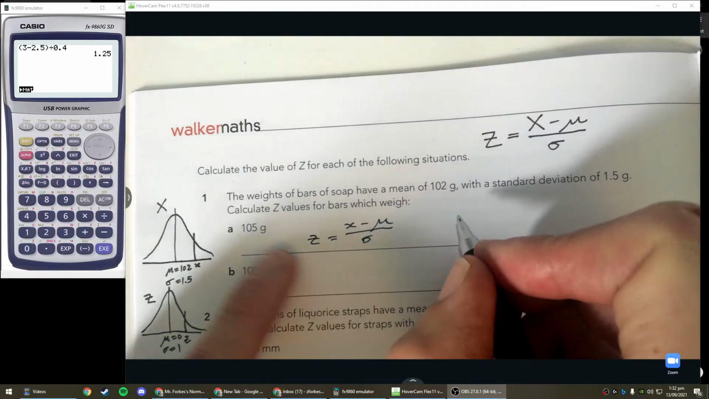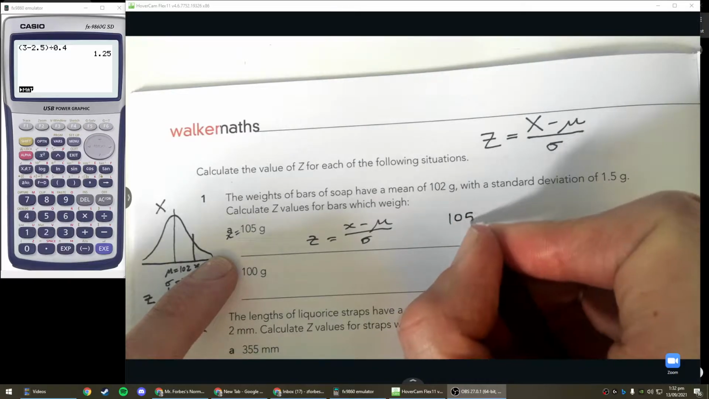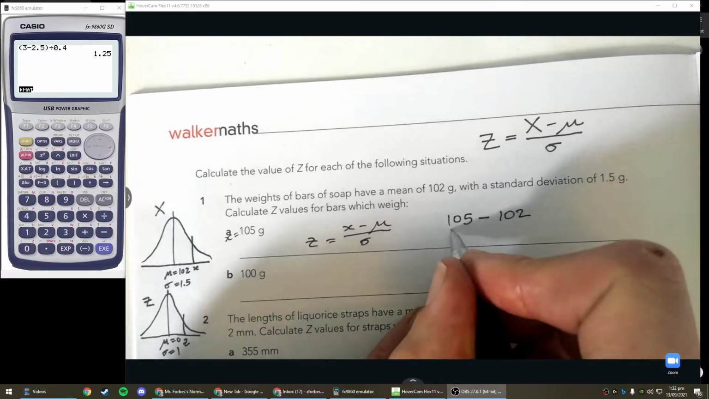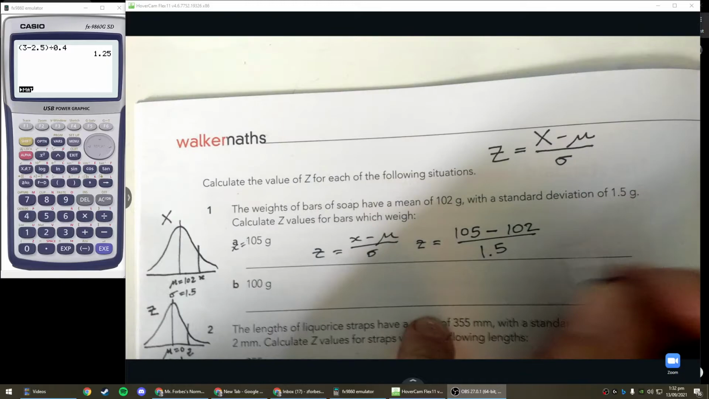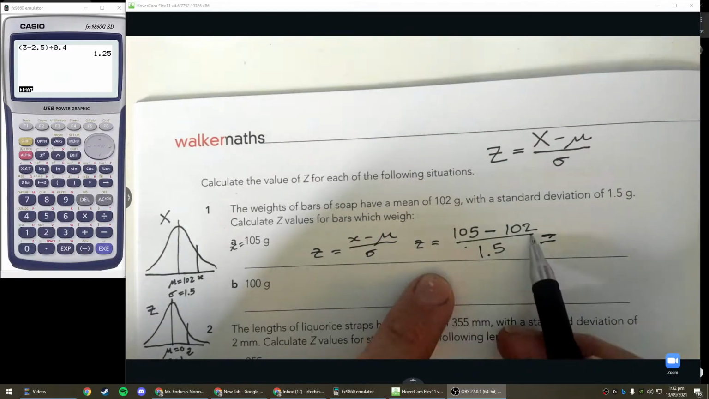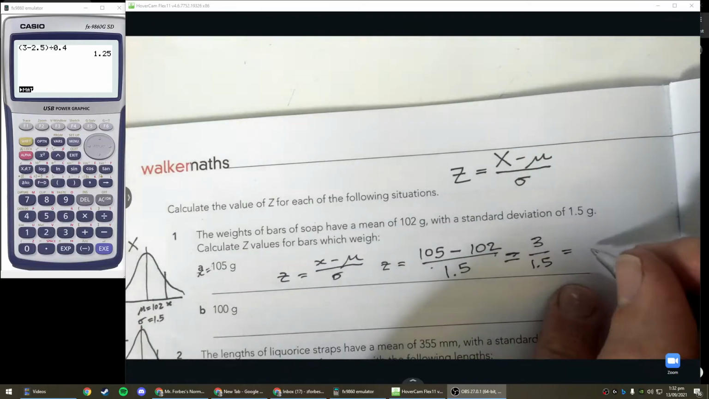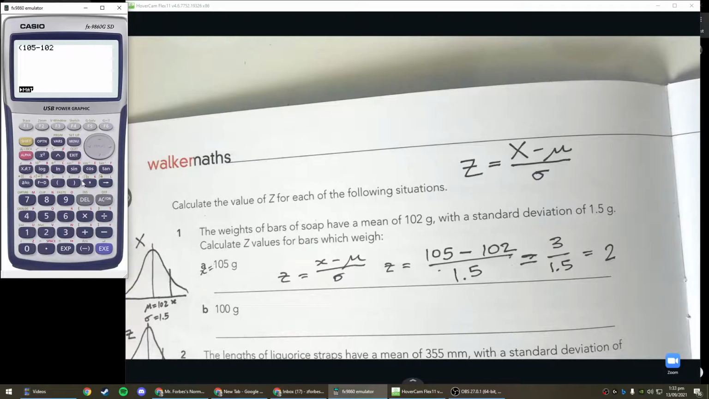So let's do it. Little x is this 105 grams. We're going to go 105, minus off the mean, which is 102, and then divide it by the standard deviation, which is 1.5. So that's what little z is going to be. Equals 105 minus 102 is 3, over 1.5. That is 2. But you can just do that on your calculator. I would suggest keeping the top bit in brackets, 105 minus 102, and then you can either do divide or over. Let's just do over, so it's the same as what's being written, over 1.5, and that comes out with 2.